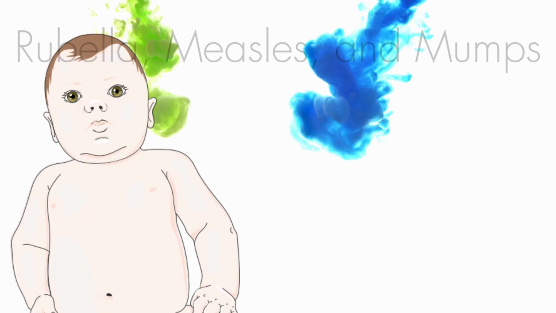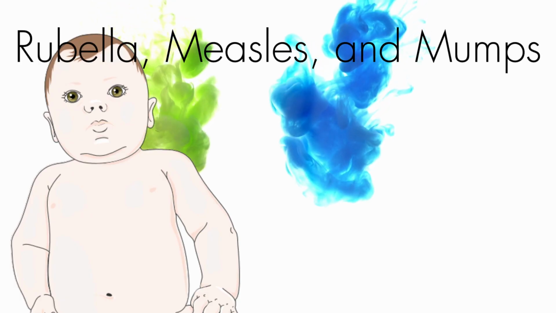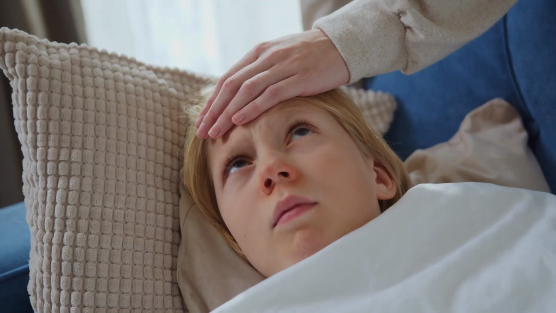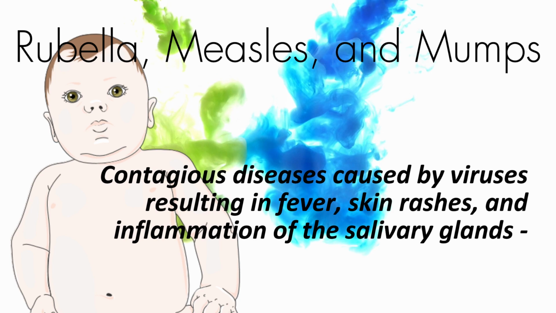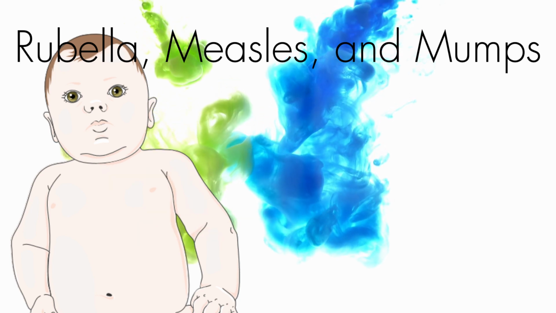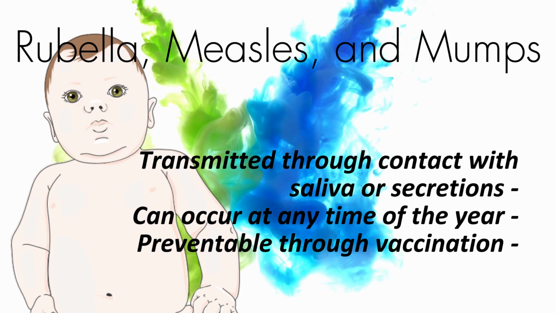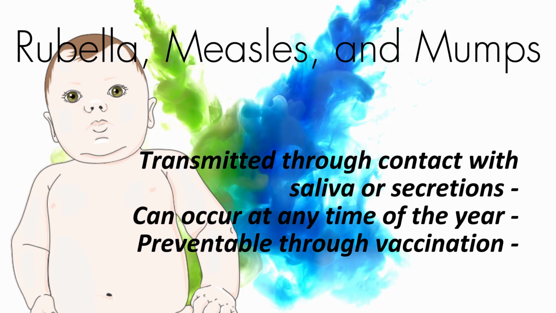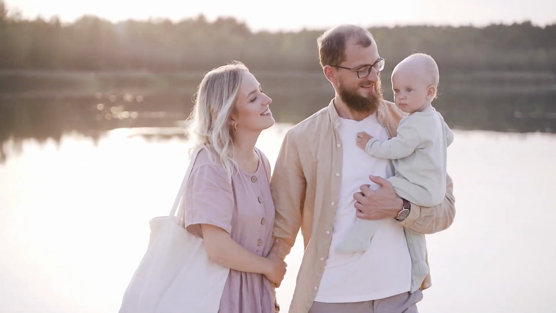And the 10th is rubella, measles, and mumps, which are contagious diseases caused by viruses resulting in fever, skin rashes, and inflammation of the salivary glands. They are transmitted through contact with saliva or secretions of infected individuals. They can occur at any time of the year, but are preventable through vaccination.